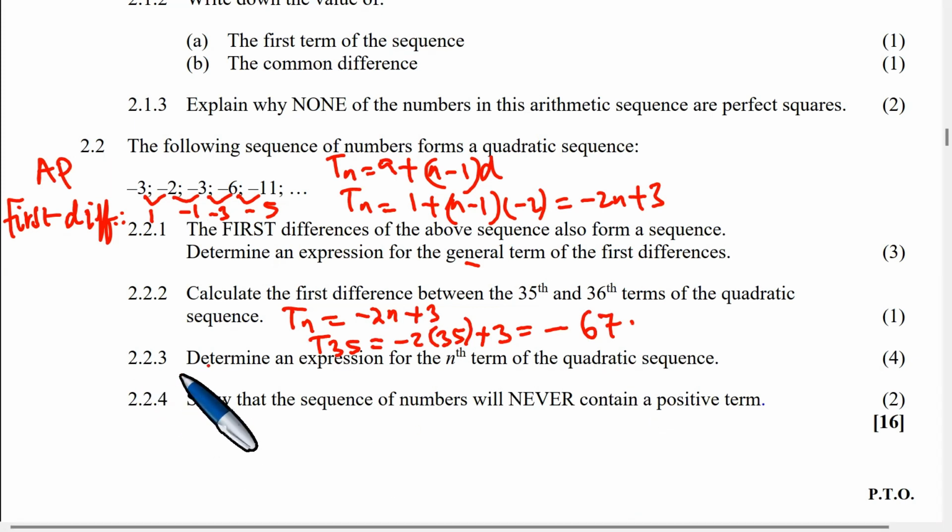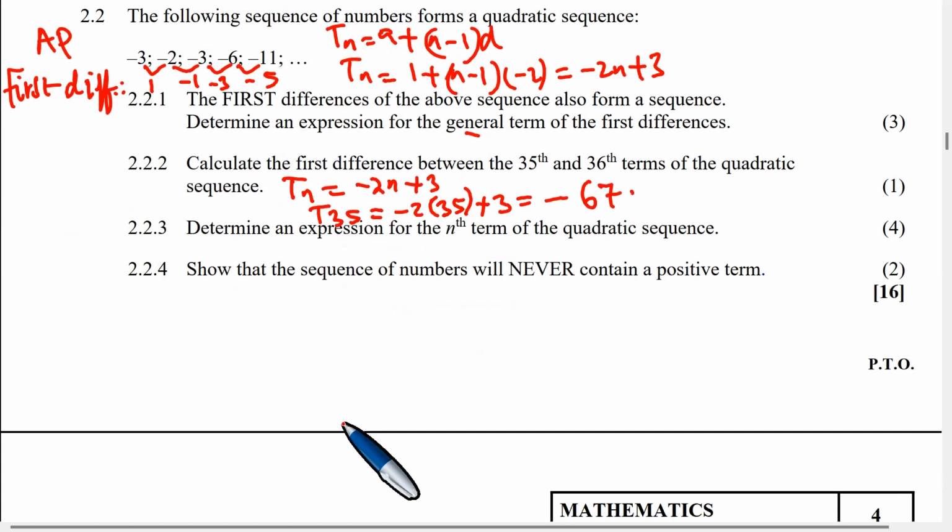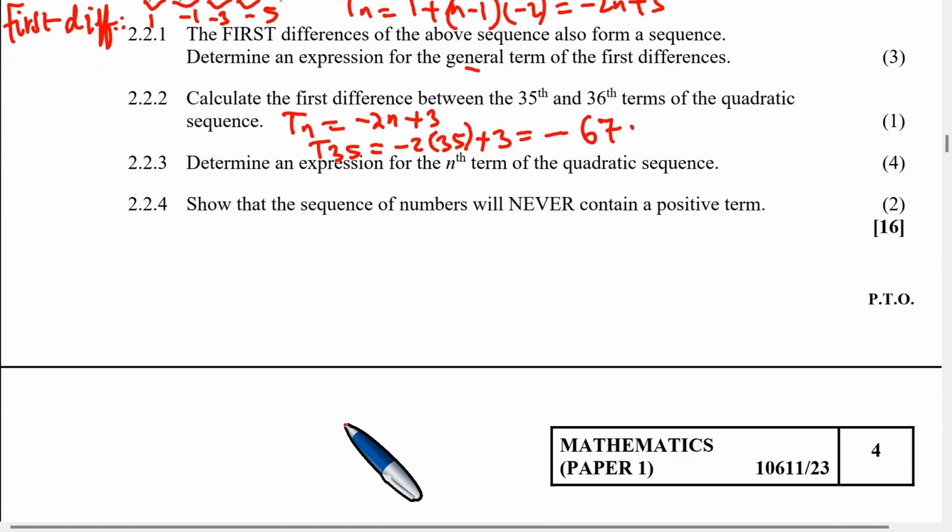Right, 2.2.3. Determine an expression for the nth term of the quadratic sequence. Okay, so this one we can do, the nth term of the quadratic sequence. And now this one is way too easy. Let's just do it.